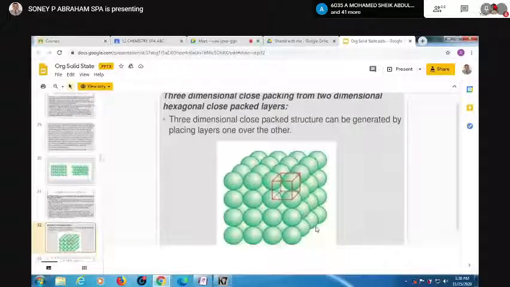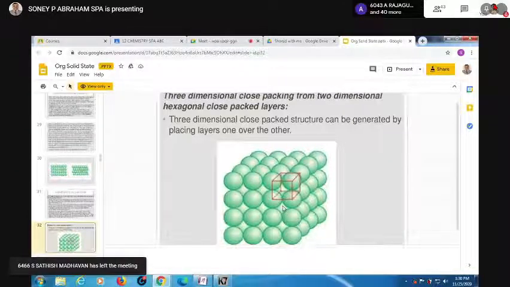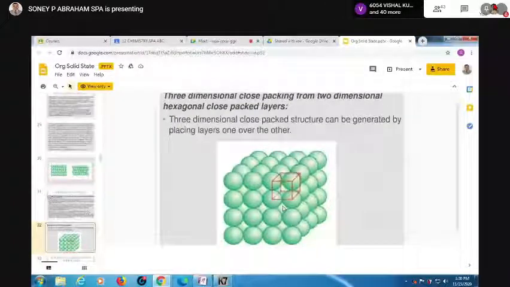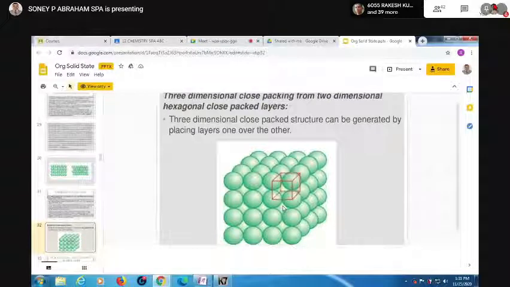Will it be efficient or effective? Will it be an efficient packing? No, sir. Because it is not covering the entire space. Maximum available possible space is not covered, so it will not be an effective packing. The efficiency of packing we'll see later. And the three-dimensional packing in hexagonal close pack structure we'll see in the next class.